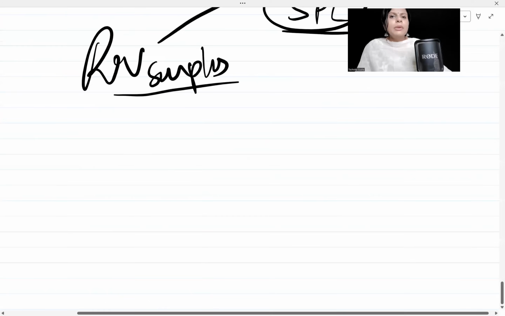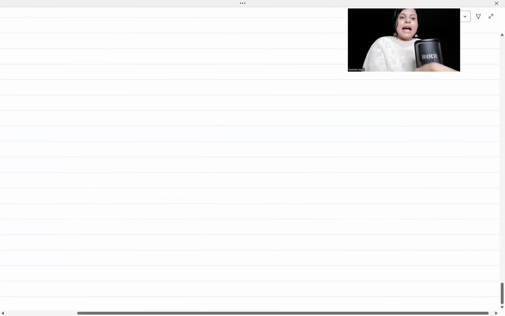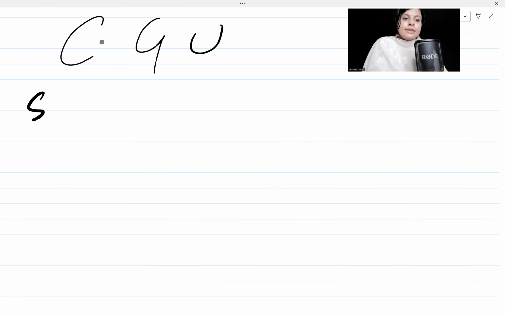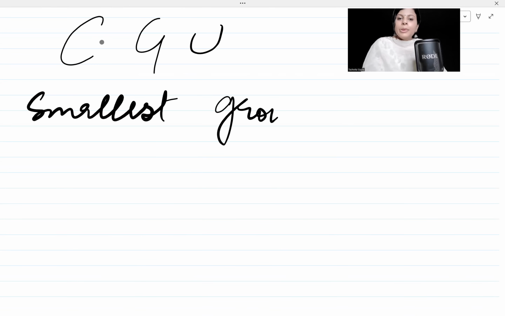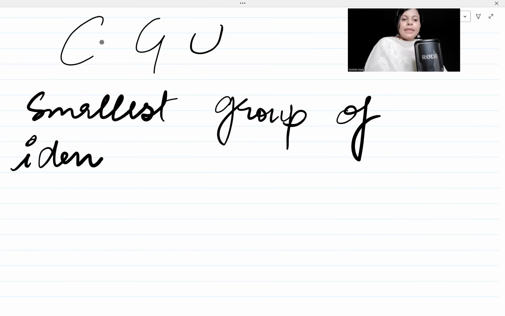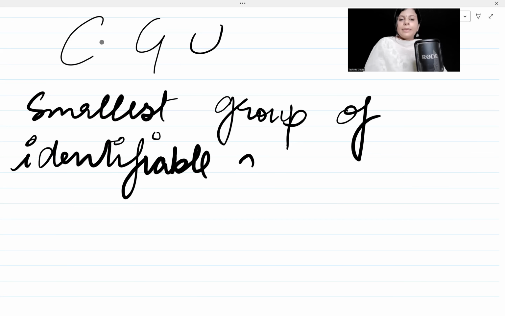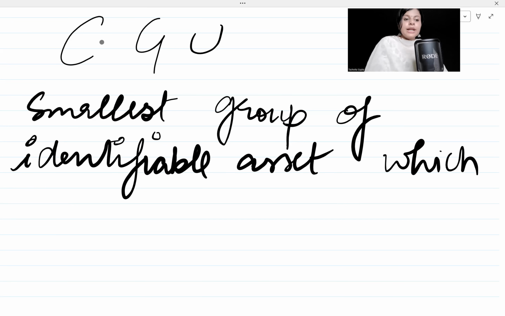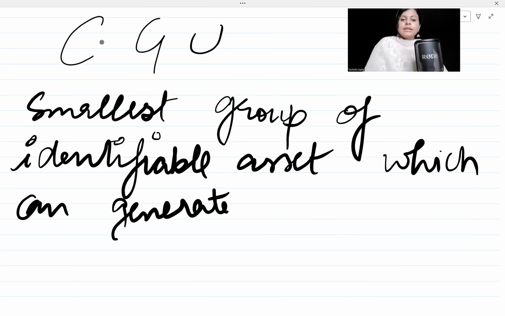Then one more important concept from impairment is the cash generating unit, CGU. It's the smallest group of identifiable assets which can generate individual, or you can say independent, cash flows.